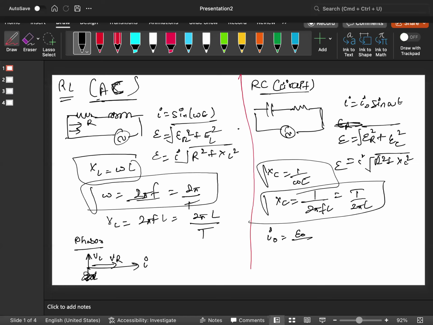And also at a moment, you can simply call this square root of R square plus X C square. This is impedance basically. So that is the thing we are going to get. Here also the same thing will be there. I naught will be E naught, E max basically.